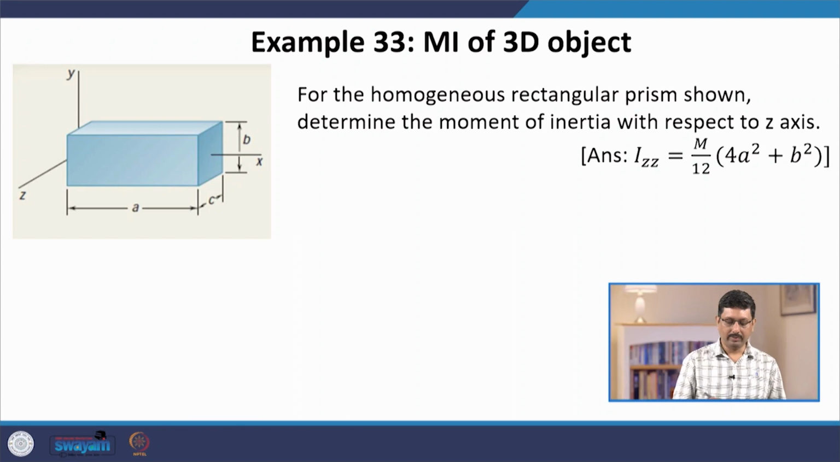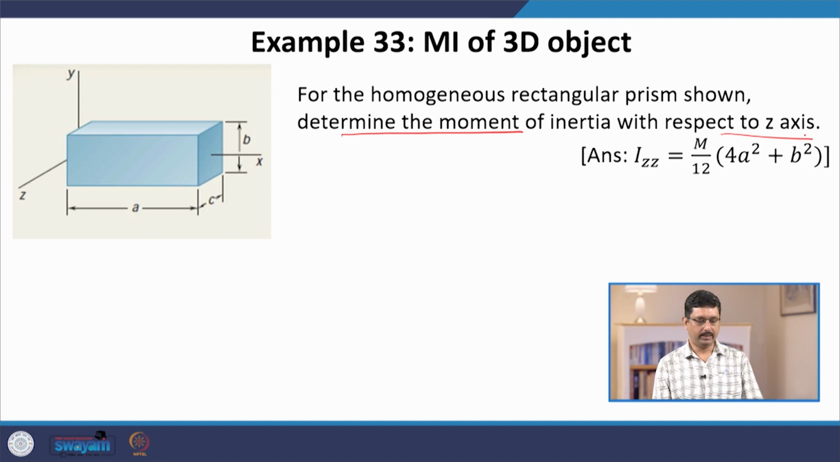We are going to introduce a new concept called product of inertia. But before that, let me quickly take an example of computing moment of inertia for a 3D object. So, here is the example. We have a rectangular prism as shown in this figure, and the question is to determine the moment of inertia with respect to the z axis.